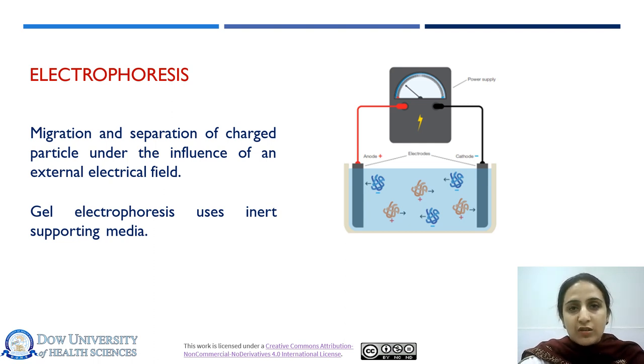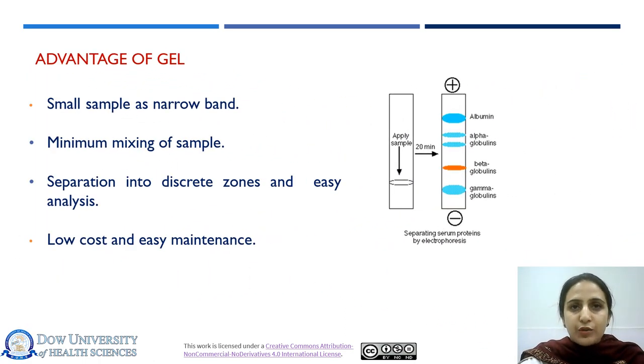In the case of gel, which is also called zone electrophoresis, the migration or the separation of these charged molecules takes place on an inert supporting medium. What is the advantage of using the supporting media or gel for the separation of molecules compared to the free solution is that in the case of gel electrophoresis, you apply the sample into a narrow band, right? And then the samples are separated into discrete or small zones on this gel, and it avoids the minimum mixing of the sample. Therefore, the separation and resolution of your molecules on those gel matrix or the supporting media is very good, and it makes your analysis or interpretation easier. And at the same time, these systems are low cost and easy to maintain.